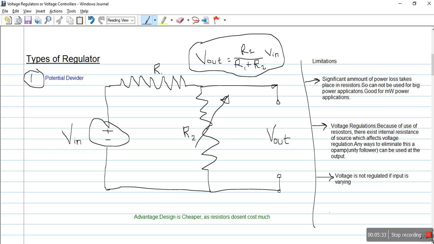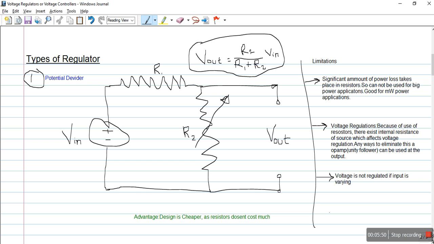Your voltage divider rule, your voltage divider cannot step up the voltage. It will always step down the voltage, right? So in that case, the R2 should be open circuit if you want the same voltage, right? R2 should be open circuit.